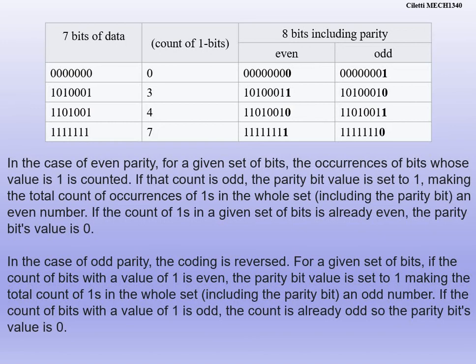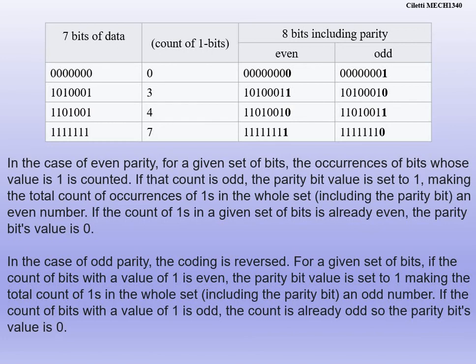Look at the next scenario. We have 11010001. There are 4 1 bits there. That's even, right? There's an even number of ones. So on our even parity, our last digit would be a 0. On our odd parity, our last digit would be a 1.